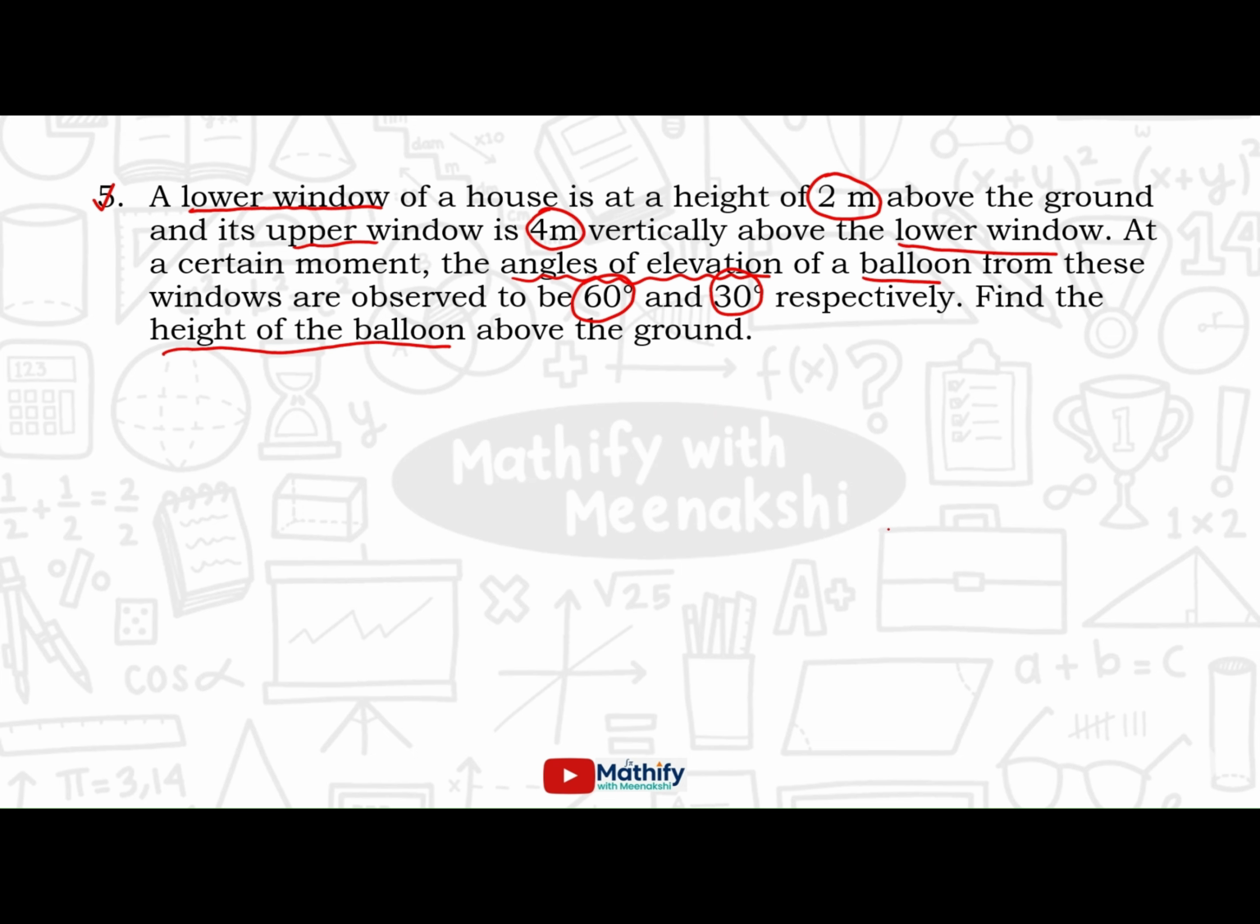So let's draw the figure on the basis of given information. First, I will draw the ground. Now it's given that your lower window is at a height of 2 meter and your upper window is at a height of 4 meter from the lower window. Now the angles of elevation from these windows to the balloon: from the lower window is 60 degree, and what is the angle of elevation? Angle between line of sight and horizontal line. So this is 60 and from the upper window it's 30. Again, angle between line of sight and horizontal line. Now we have to find the height of the balloon. This we have to find.